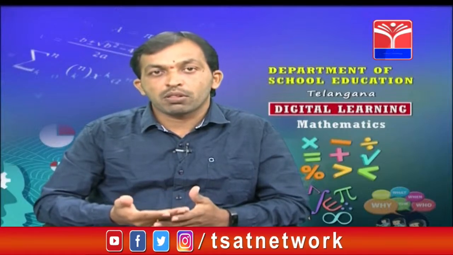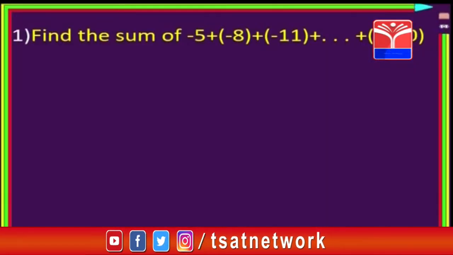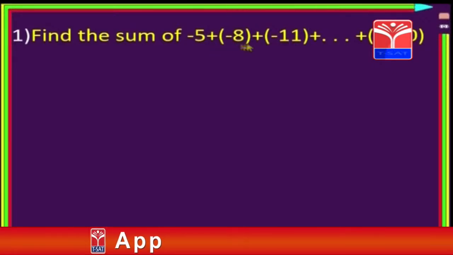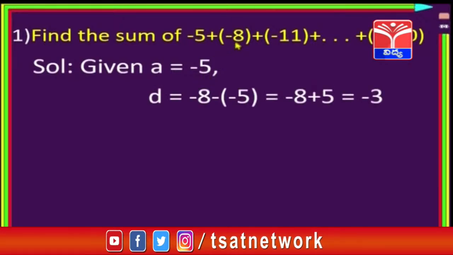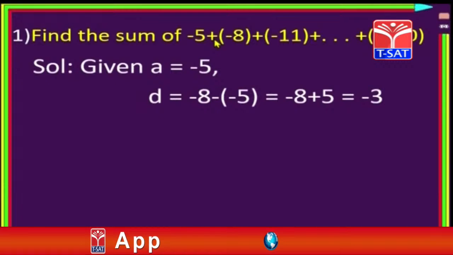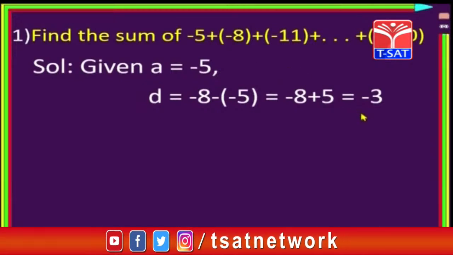So based on that formula, we will do some problems. So here we have some examples. The first one is: find the sum of minus 5 plus minus 8 plus minus 11 plus so on plus minus 230. So first of all, whether it is in AP or not. Obviously it is in AP. How? Here the first term is minus 5, and then find the common difference. The second term is minus 8, minus the first term minus 5, minus into minus becomes plus, minus 8 plus 5 is minus 3, and the difference between the third term and the second term is also minus 3, minus 11 minus of minus 8, that is also minus 3.